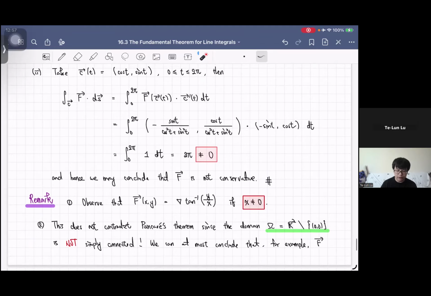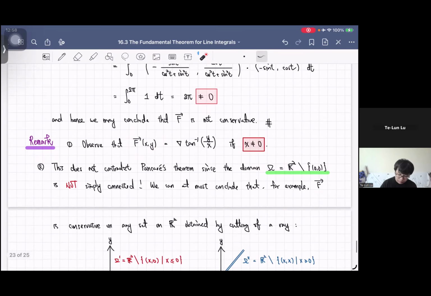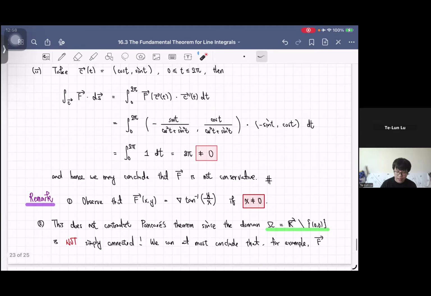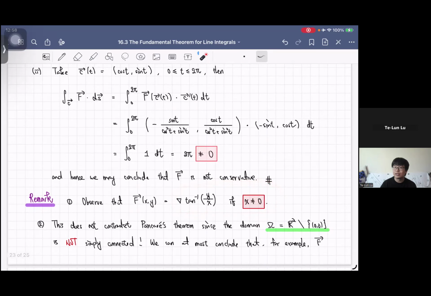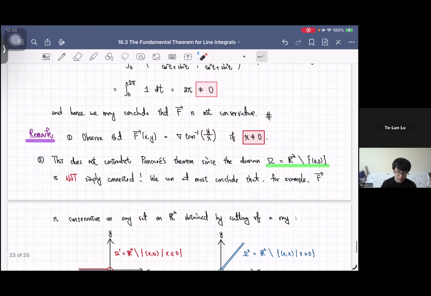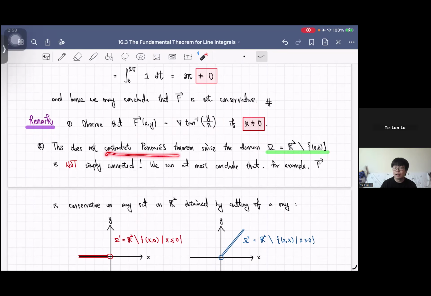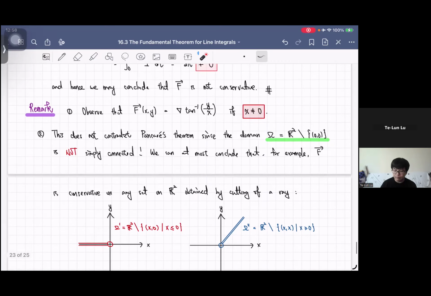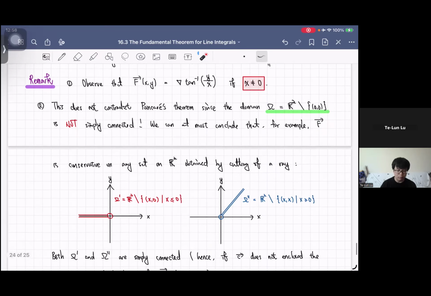We see that f is actually conservative if you are working with the domain without the origin. So basically, in this case, for example, I write this down. It can be written as the gradient of the inverse tangent of y over x, provided obviously that x is non-zero. And in fact, as I mentioned, it really does not contradict Poincaré's theorem because the domain here is in fact not simply connected. Okay. However, the vector field f is actually conservative on any domain like this.